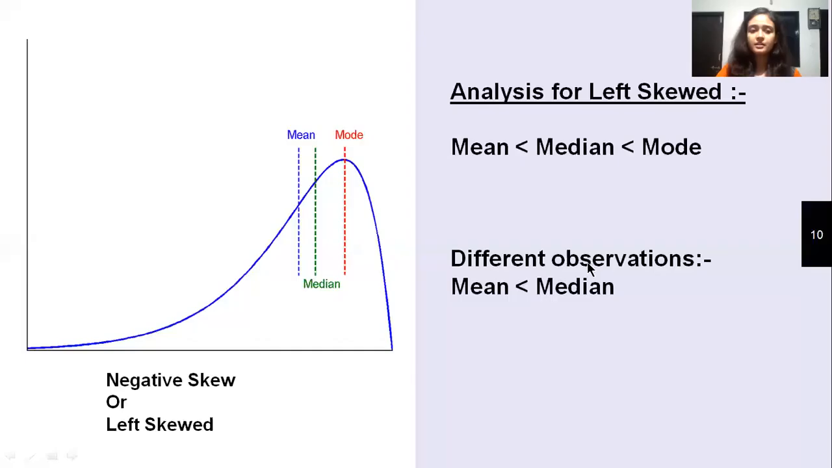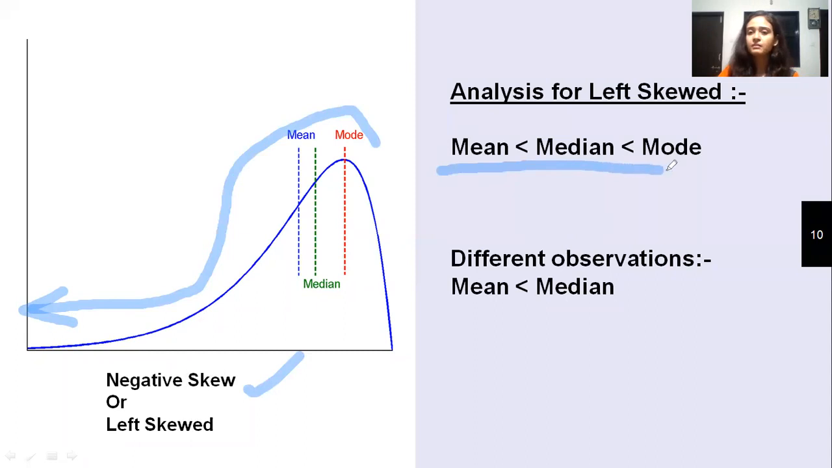Next, we will see the negative skew, or we can say the left skewed. Why is it left skewed? Because I have a long tail over here which is towards the left hand side. So for the left skewed, or we can say the negative skew also, you have to remember that the mean, median and mode are like this: mean is less than median is less than mode. So remember this, mean is less than median for the negative skew.